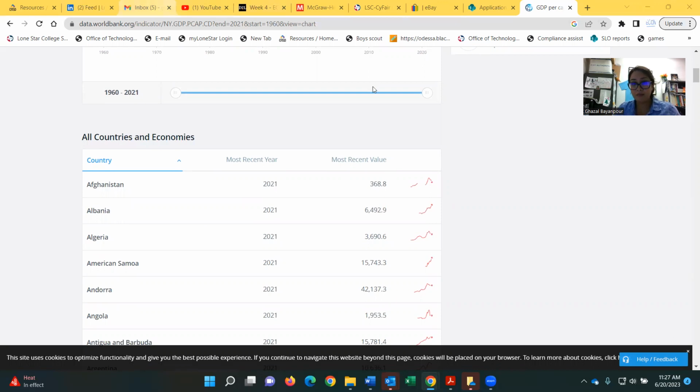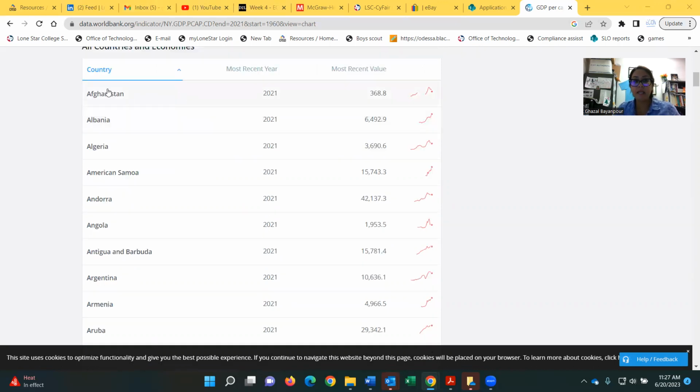If you scroll down, you can see basically all the countries, and you can see these little lines on the right hand side showing you if the real GDP per capita for that country is going down, is constant and doesn't change, or is going up over time. For Afghanistan, for instance, it's going down. For Albania, it is increasing. So you can check out other countries and see how they are doing compared to the United States.